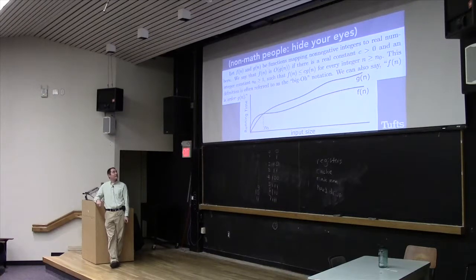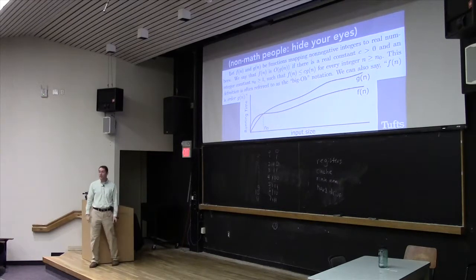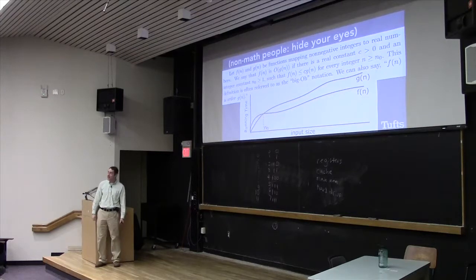Let f(n) and g(n) be functions mapping non-negative integers to real numbers. We say that some function f(n) is O, or big O, or order of g(n) if there's a real constant c greater than 0 and an integer n0 greater than or equal to 1, such that the function itself, f(n), is less than or equal to that constant times the function g(n), for every integer above that.